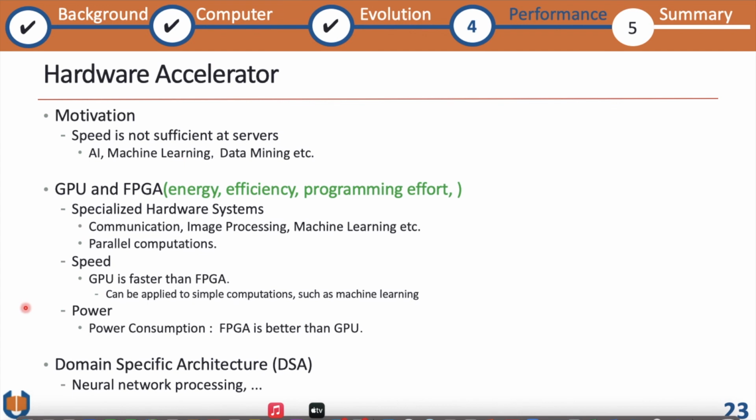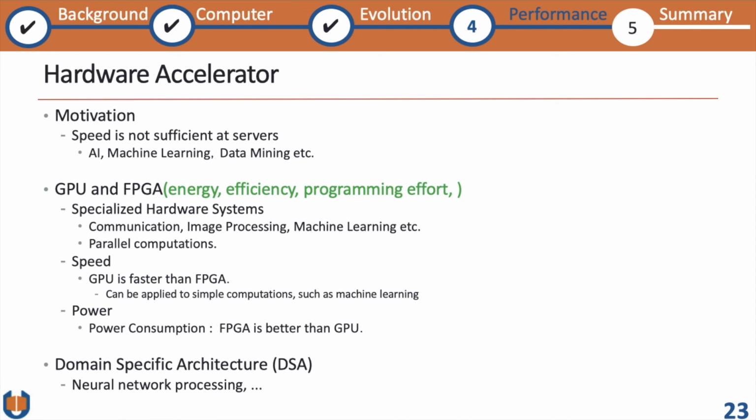Well, now we move to the last but not least topic of this lecture, the hardware accelerator, I mean the domain specific architecture. The hardware accelerator is developed to support the CPU for specific purposes. So we can use the graphics processing unit as well as the FPGA.